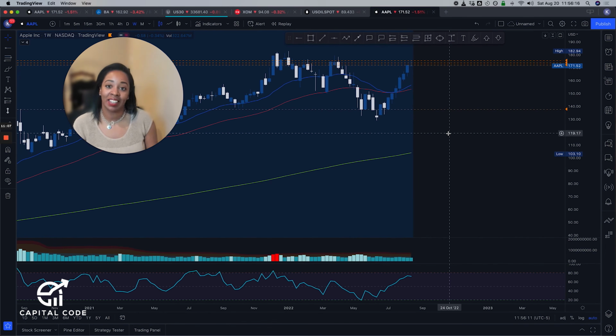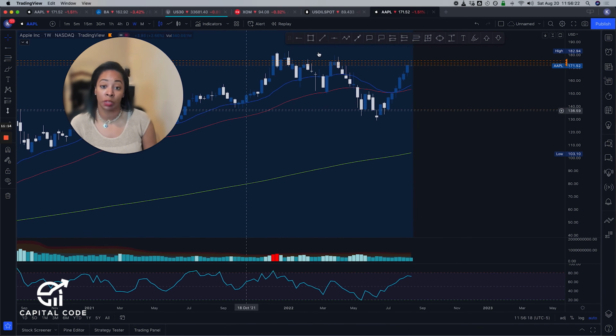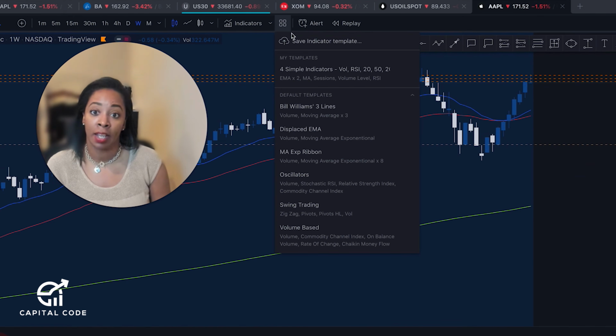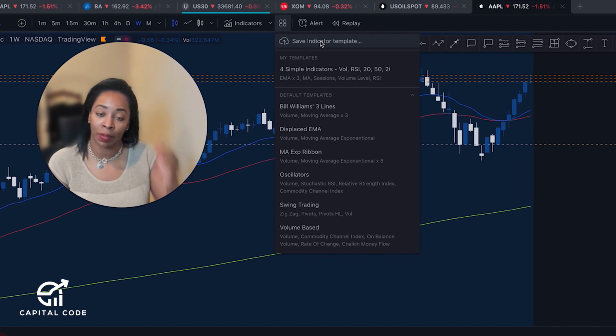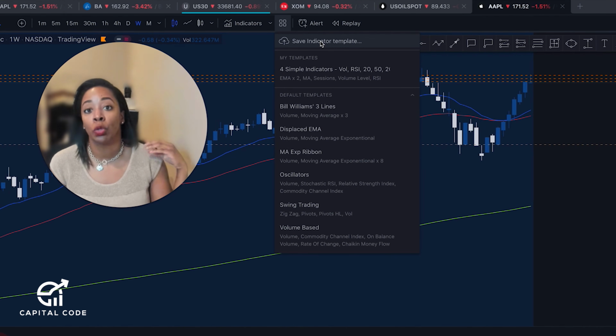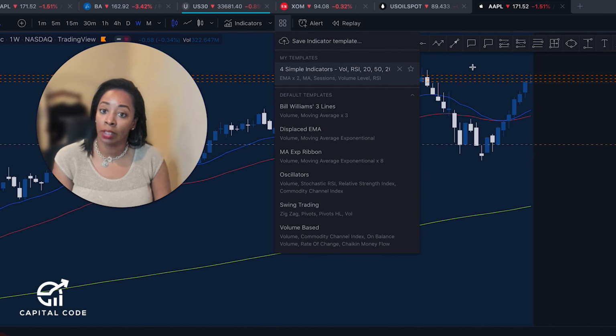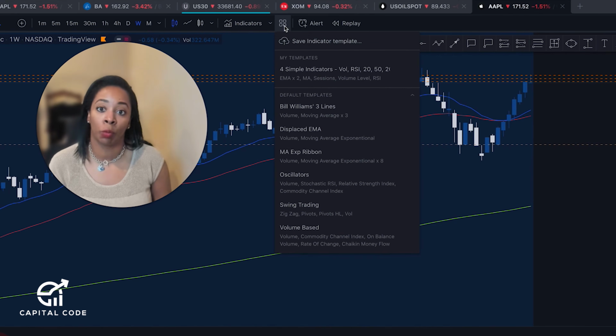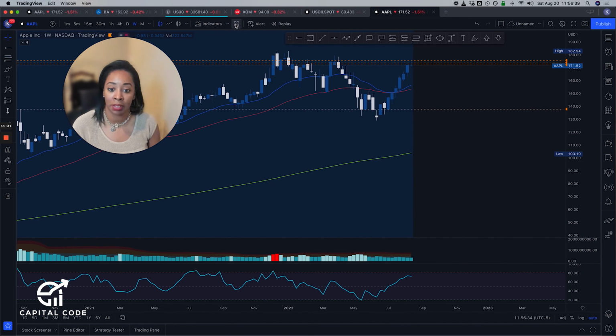So I like having this set up for each new market instead of manually doing it every time, and it's really simple to do. All you have to do is put your indicators on your screen and then save indicator template. I'm not going to hit it because I've already done it, but basically you give it a name, and then every time you open up a new market, you click on your template and bam, it's there. I really like it. It is such a time saver.